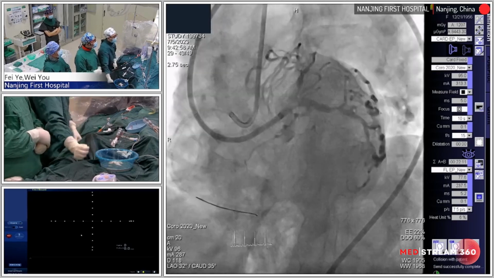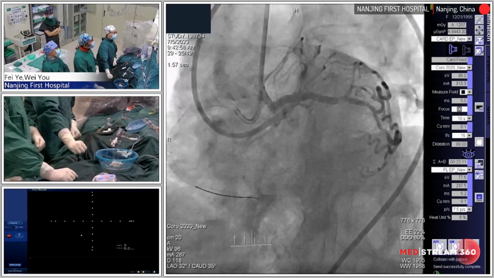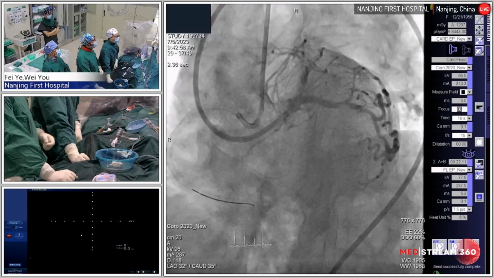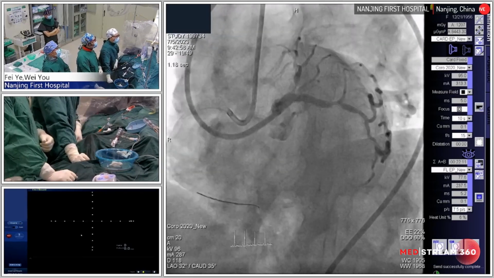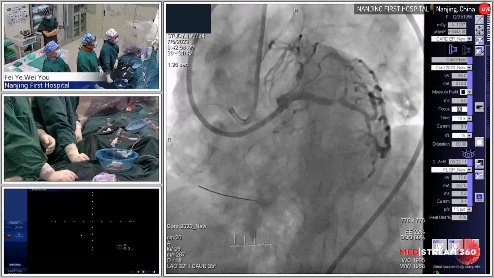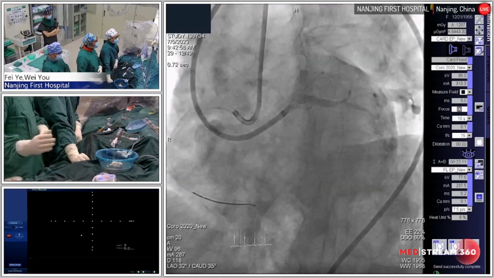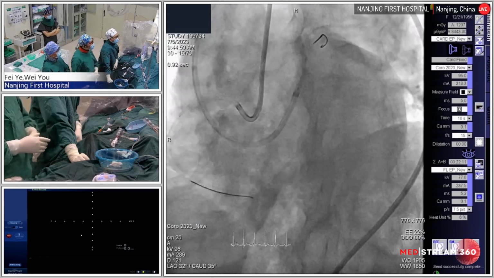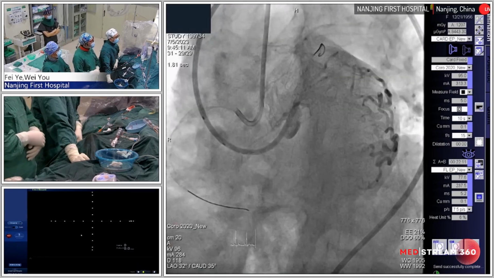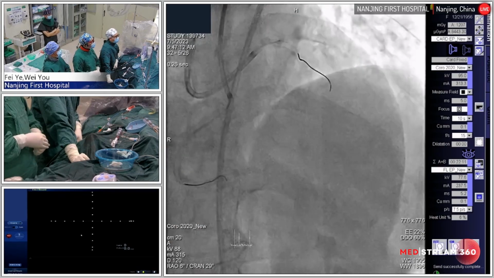You can see the ostial LAD also has a sharp lesion. Just to avoid ischemia when we perform the LAD middle CTO PCI, we use the 2.0 balloon to predilate the ostial lesion. This is the 2.0 balloon. Next, please. Okay, seems better. Next, please.